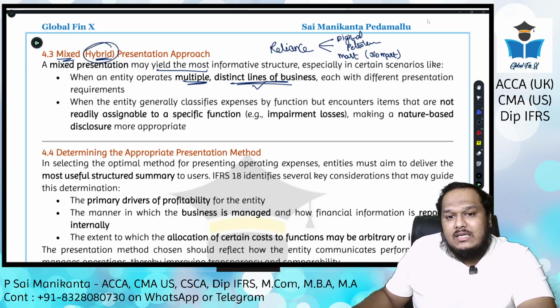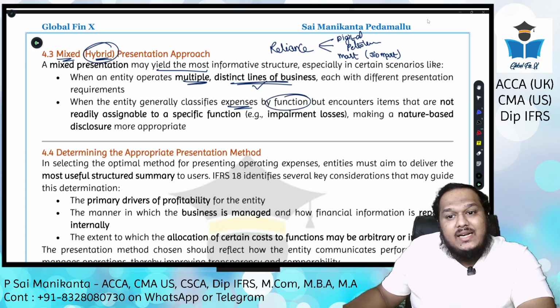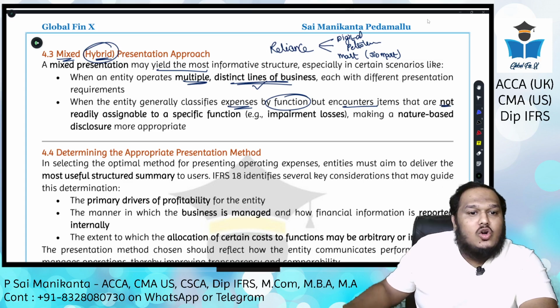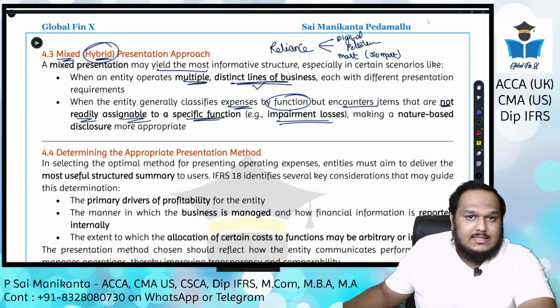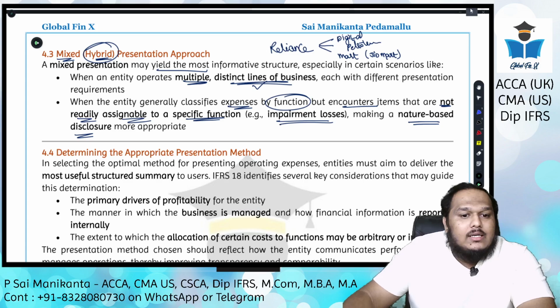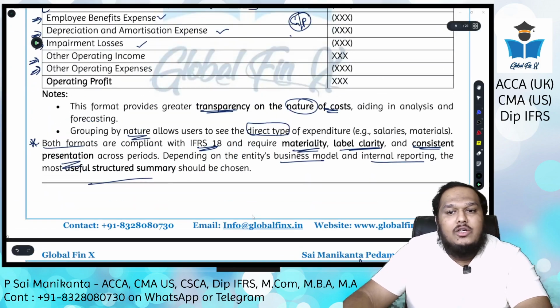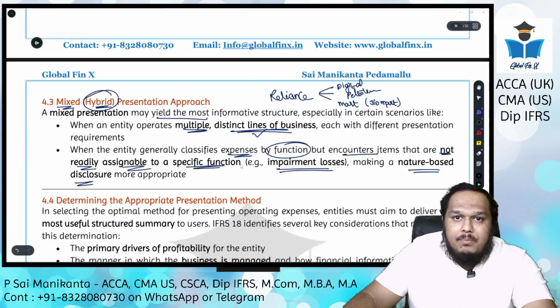When an entity generally classifies the expenses by function but encounters items that are not readily assignable to a specific function, like impairment losses, etc., nature based disclosure will be more appropriate. So, sir, in short, what we will do is we will present in a hybrid model.